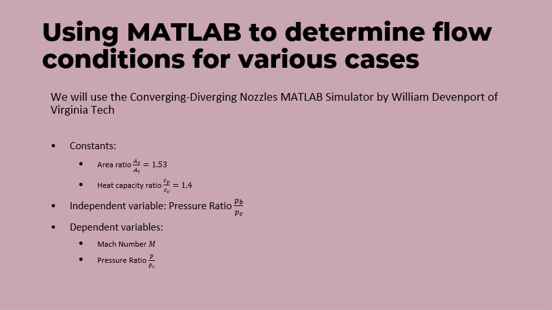For modeling the flow in the nozzle, we will be using a converging-diverging nozzle simulator by William Davenport of Virginia Tech. To use this tool, we will provide it with two constants. First, our area ratio, which is 1.53, and the heat capacity ratio, which is 1.4 for air. We will be changing the pressure ratio to obtain the various flow cases outlined in the previous slide and obtaining values for Mach number and pressure throughout the nozzle.